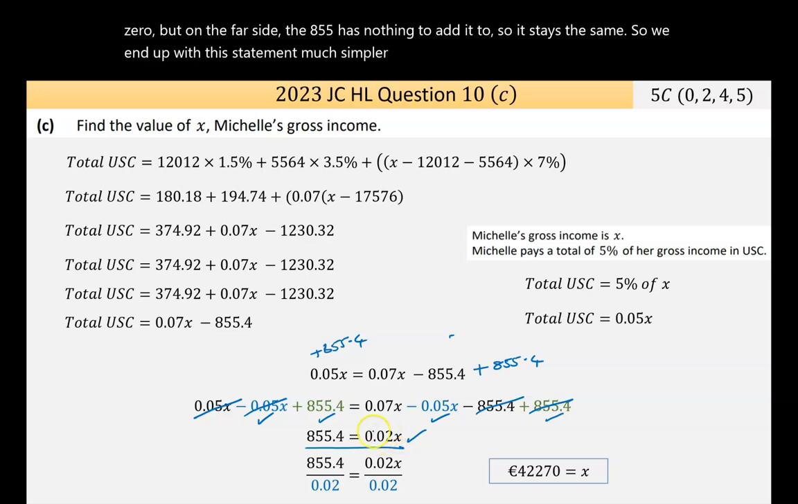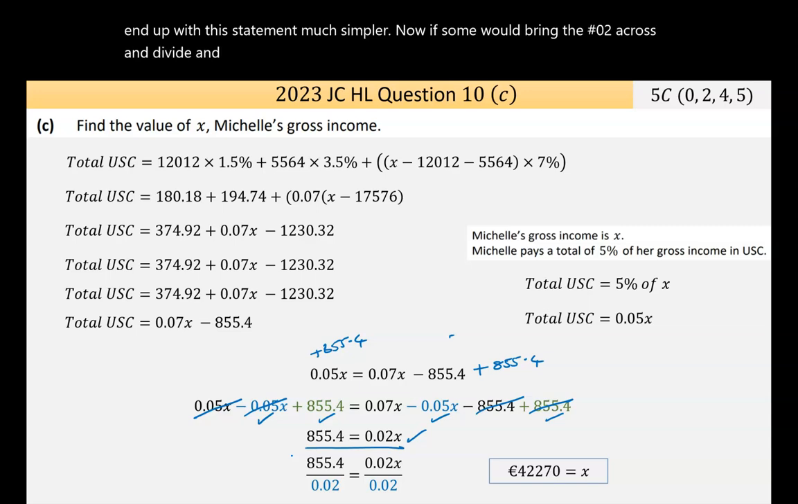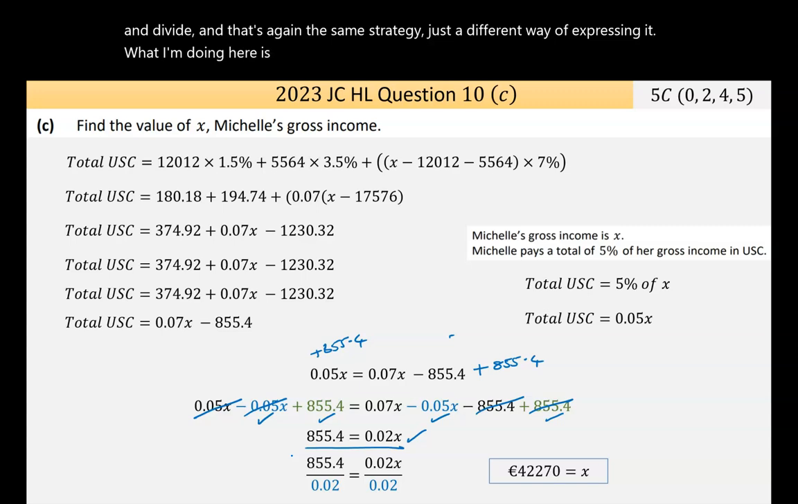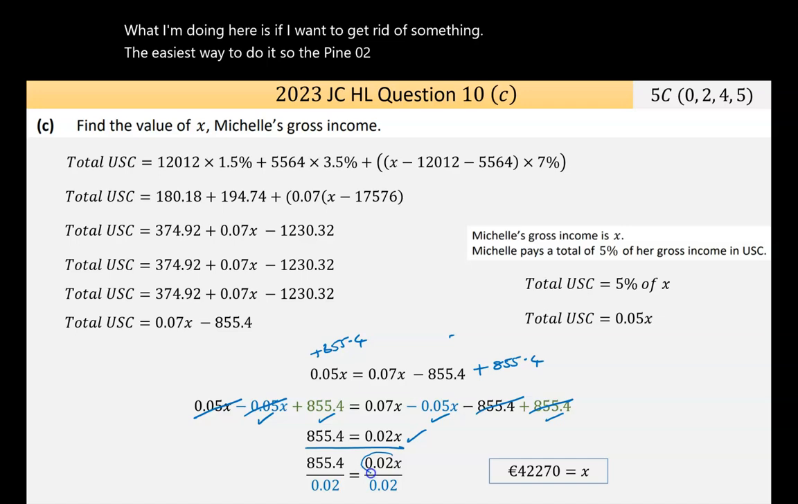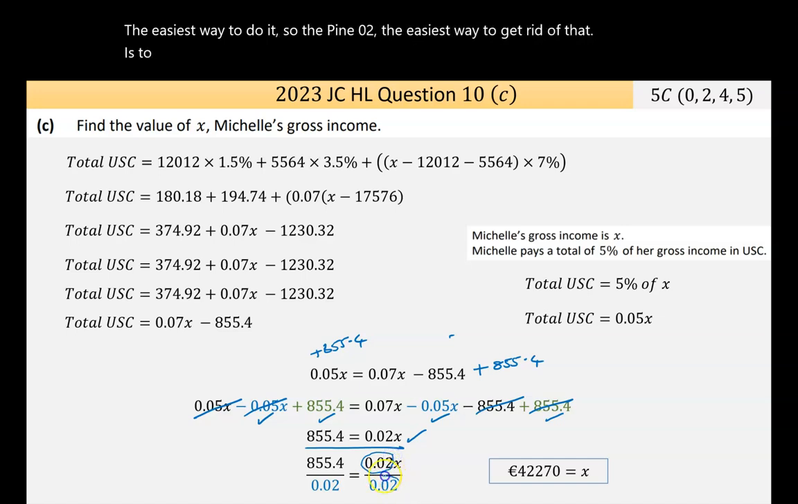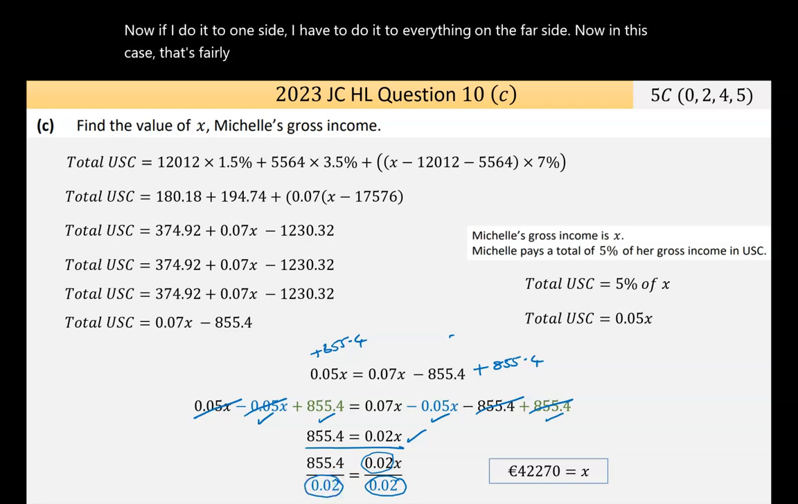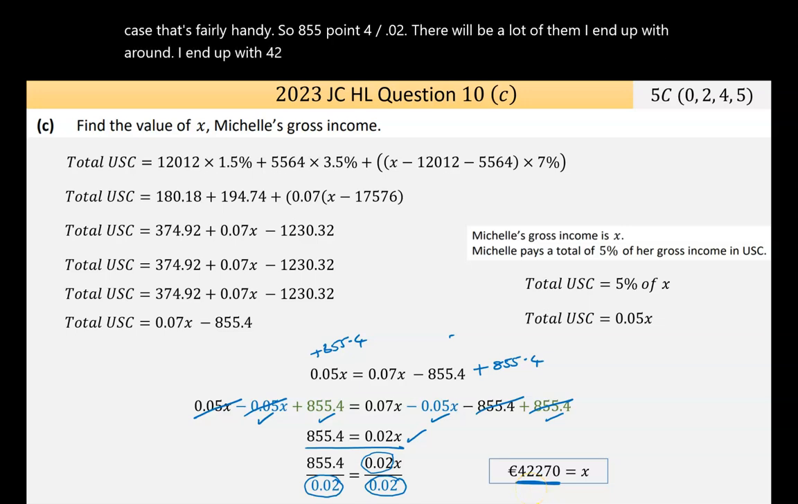Now, some will bring the 0.02 across and divide, and that's the same strategy, just a different way of expressing it. If I want to get rid of something, the easiest way to get rid of the 0.02 is to divide the 0.02 by 0.02. Anything divided by itself will always become 1. If I do it to one side, I have to do it to everything on the far side. In this case, that's fairly handy: 855.4 divided by 0.02. I end up with 42,270 euro.